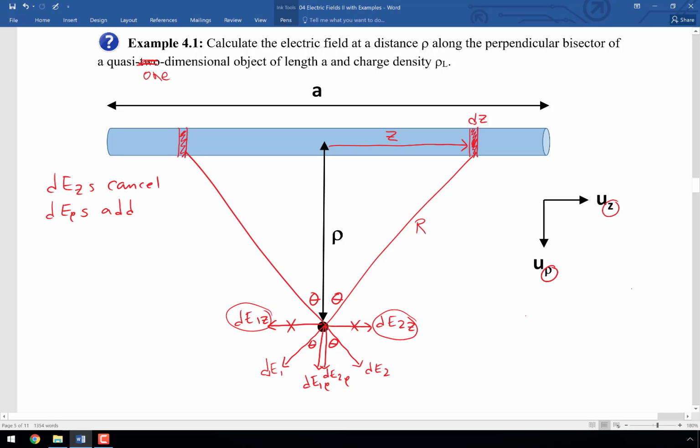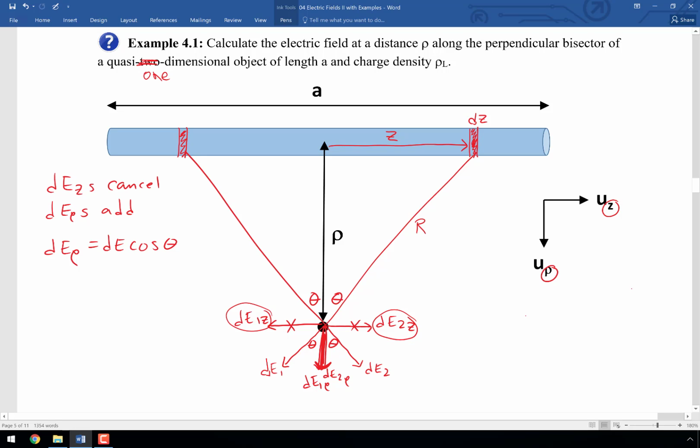And by geometry, that's also theta. And technically, these two lines right here are actually just one line, one vector that's pointing down there. The question is, do we know anything about dE1 rho as a function of dE1? Well, yes. It turns out that dE in the rho direction, and I'll just drop the 1 and 2 because they're really going to be just continuous here, is going to be equal to dE times the cosine of theta.